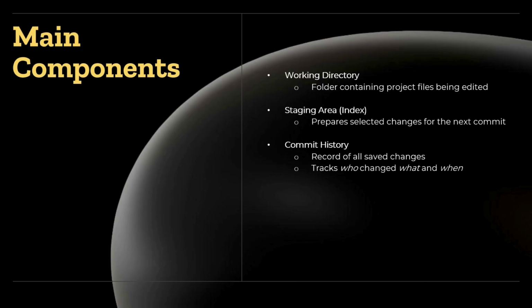Now the main components. The working directory is a folder containing the project files being edited. The staging area, or index, prepares selected changes for the next commit. And commit history records all saved changes and tracks who changed what and when.